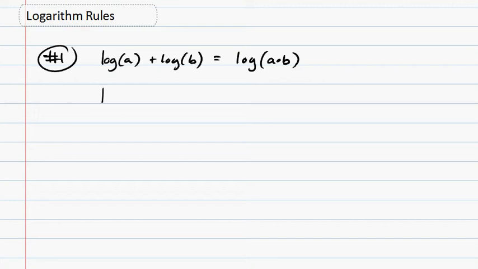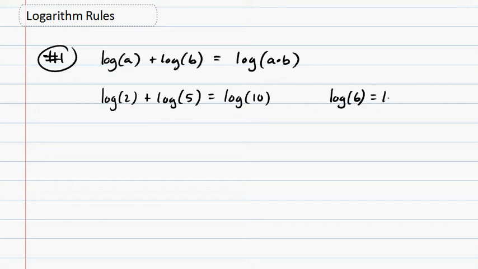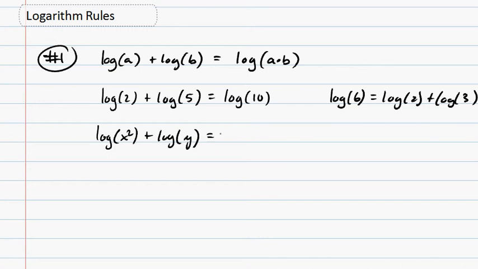So here are some examples, like log of 2 plus the log of 5 is actually the log of 10. Or, oppositely, the log of 6 is the same as the log of 2 plus the log of 3. You could also do this with variables, like log of x squared plus the log of y. Well, we combine that to be the logarithm of x squared times y.